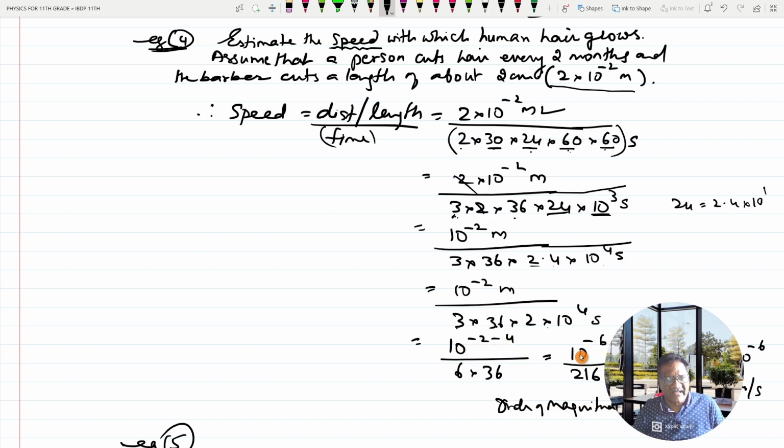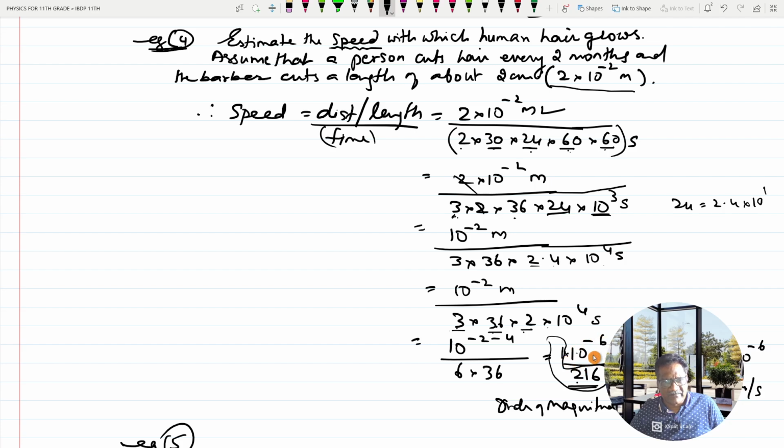So in the numerator, I get 10 raised to minus 6, and in the denominator, I get 3 into 36 into 2. That is 3 into 72. And 3 into 72 works out to 216. So finally, I am left with this 10 raised to minus 6 upon 216. Now what I do is 1 upon 216 on the calculator, I try to find out, and I get the answer as 4.63 into 10 raised to minus 3. This is the answer for 1 upon 216. Okay. 1 upon 216 is this, what I get, 4.63 into 10 raised to minus 3.